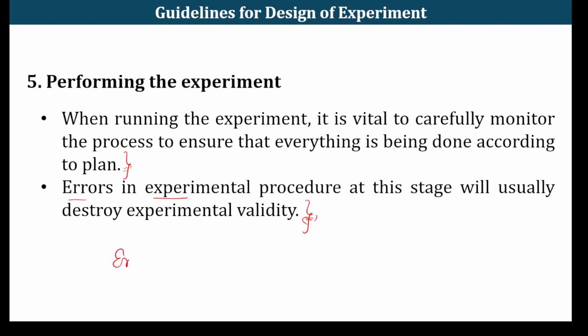Errors in the experimental procedure at this stage will usually destroy the experimental validity. Like if the error is coming, the validity of the experiment will be null.